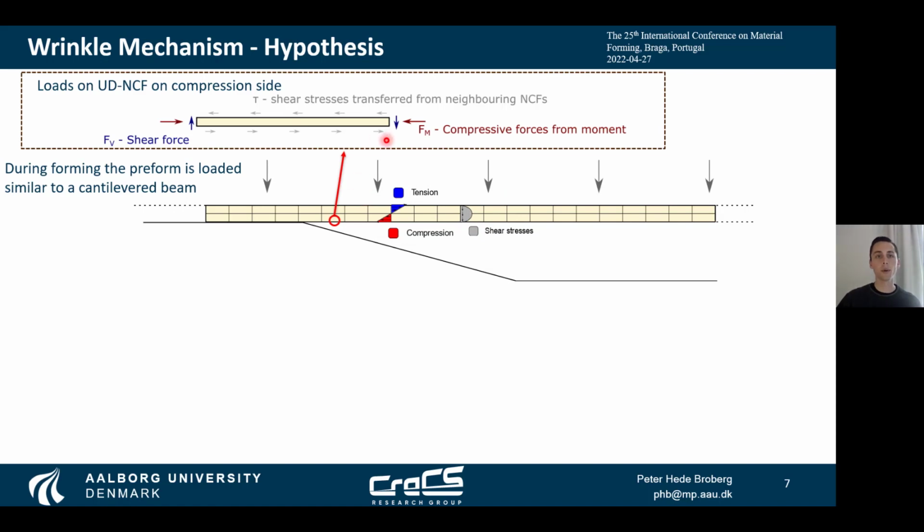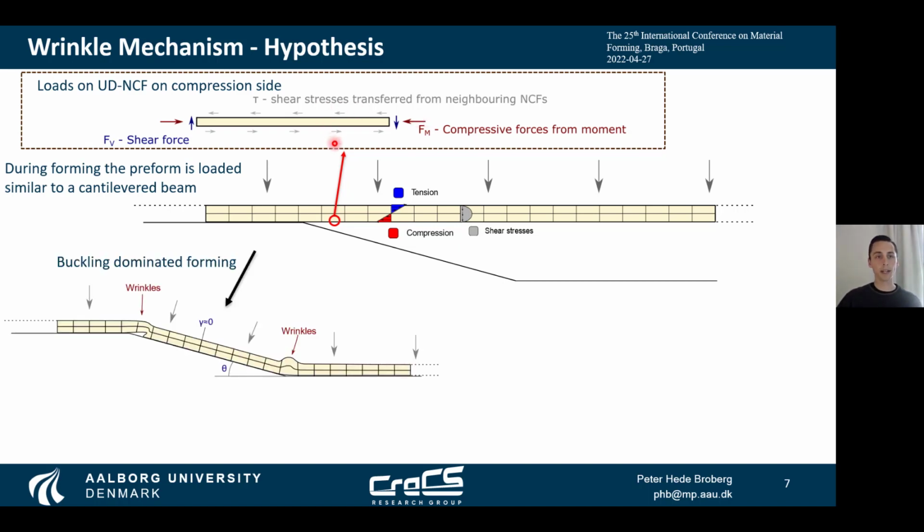If we look at the non-crimp fabrics that are placed on the compressive side of this preform, then they will have some compressive forces on them from the bending moment, and they'll have some transverse shear stresses that are transferred from neighboring non-crimp fabrics. As these non-crimp fabrics have a very high tensile stiffness, it's more likely that they will either buckle due to these compressive forces or slide due to the shear stresses here. That means that the two competing mechanisms in this forming problem are fiber sliding and fiber buckling.